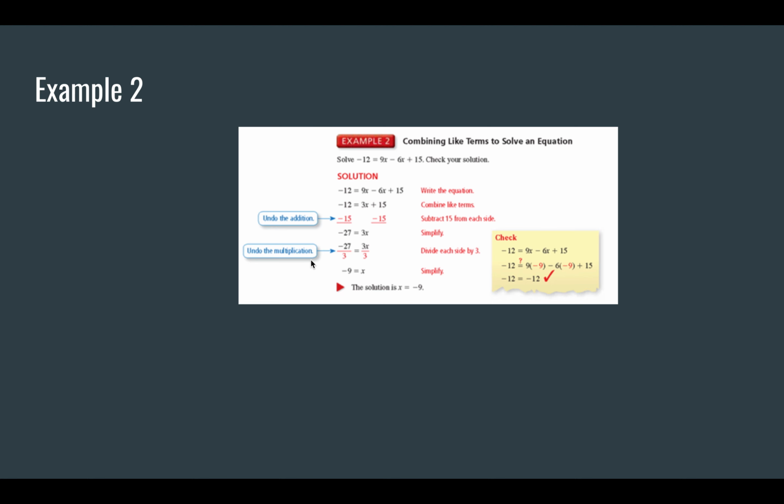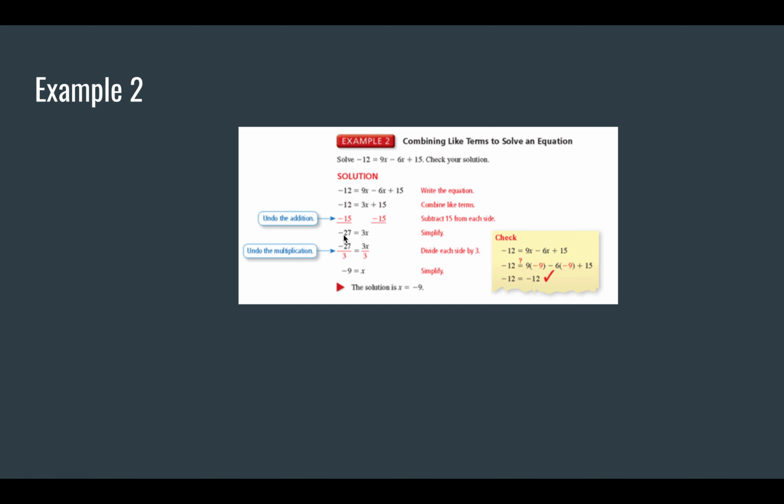Example 2. Combining like terms to solve an equation. Solve negative 12 equals 9x minus 6x plus 15. Check your solution. Okay, first step, write the equation as it does here. And then combining like terms. As you see, the 9x and 6x are like terms because they both have x to the same degree. So you can just subtract them. So you get 3x. And then you subtract 15 from each side to isolate the variable.